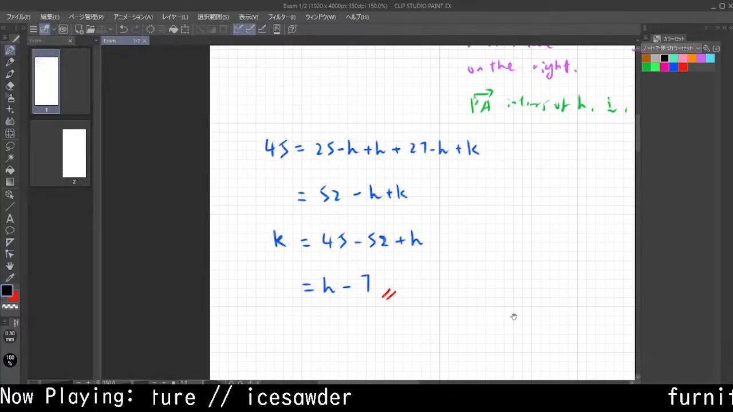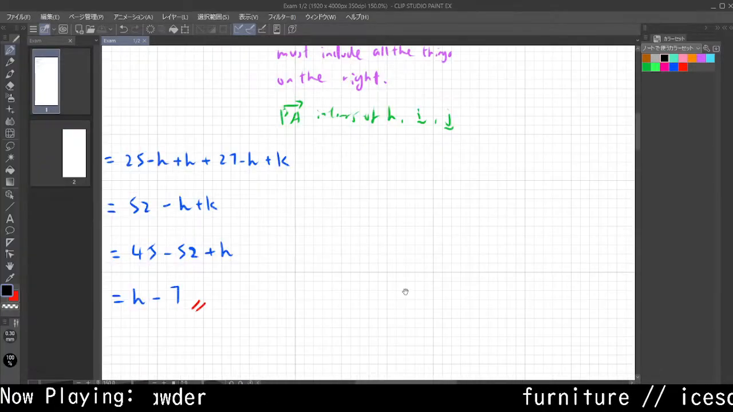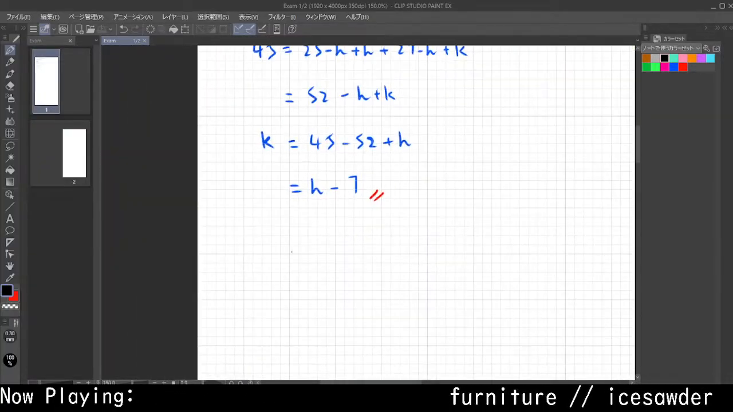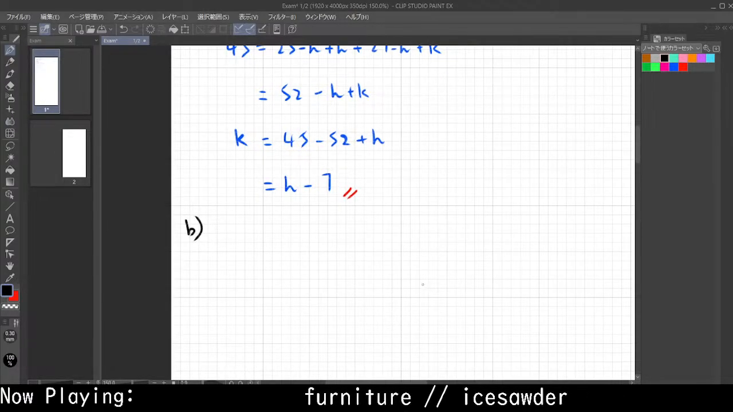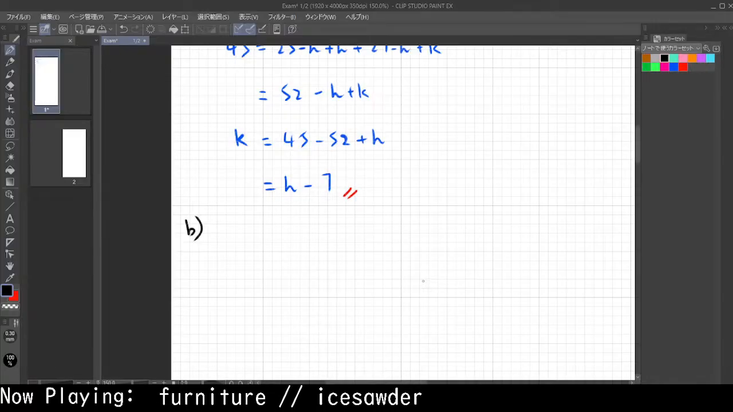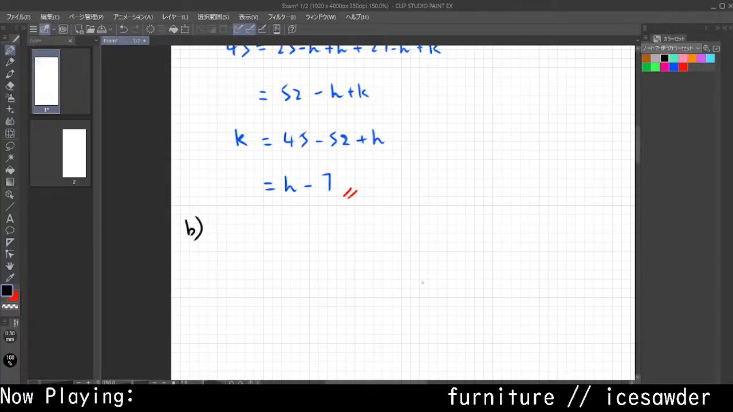Okay, next, part B. So part B asks you to find the minimum and maximum number of pupils who like neither. And if you look at the scheme, it's very simple. It just says minimum is 0 and then maximum is 18 with the minus 7 with it, but that's too simple, so let me explain.